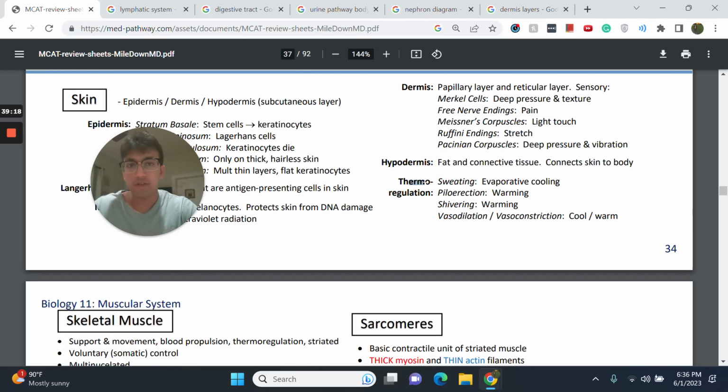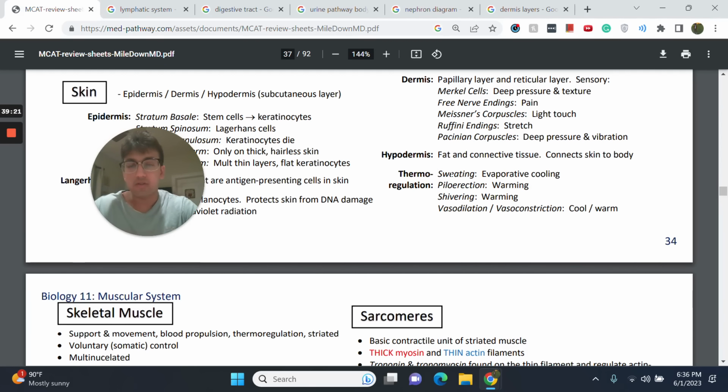And then we have thermoregulation. So you should know that when you sweat, your sweat evaporates, and that cools your body down. You have piloerection, which helps you warm up. Shivering is also something where you're shaking in order to warm up. Then you have vasodilation. Vasodilation helps you stay cool, and vasoconstriction helps you stay warm.